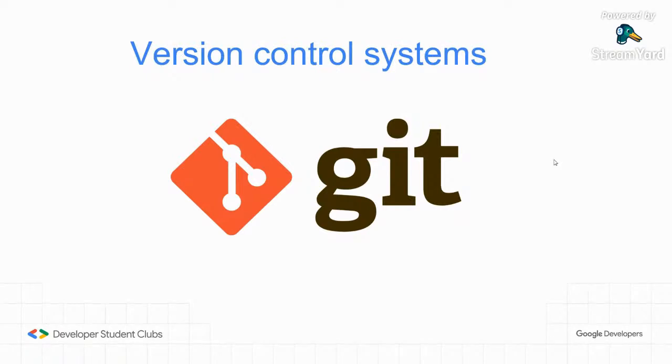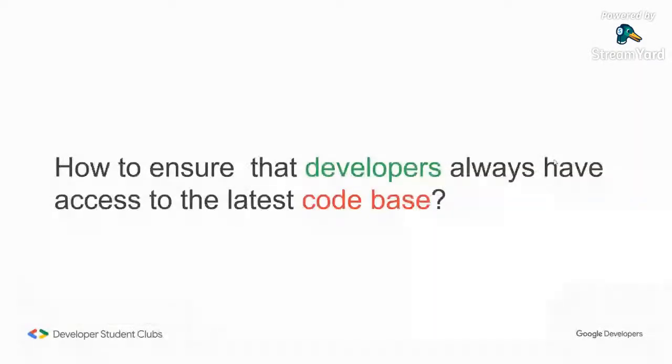Git is not the only version control system available. There are others like Subversion, Mercurial, etc. But one of the most popular version control systems used in the world is Git. Now I told you that you can contribute to open source projects. The code is available all the time. So how do we ensure that developers always have access to the latest code base? Any ideas? If you want to know the current code of Linux, if you have to see the current source code of Linux, how will you do that?